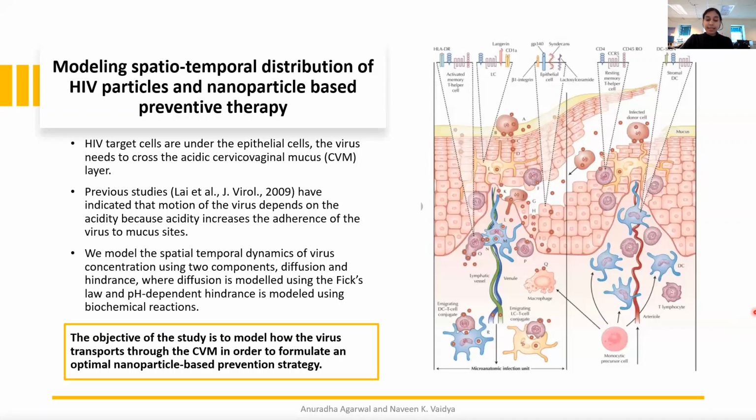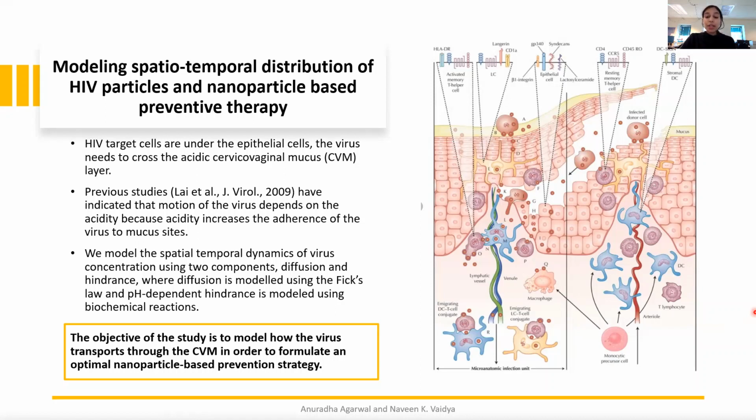beneath the epithelial cells. Previous studies have indicated that the motion of the virus depends on the acidity, because acidity increases the adherence of the virus to mucus sites. Moreover, the acidity of CVM might change in the presence of neutral semen. Since the motion of the virus in the acidic CVM is hindered, accurate modeling is necessary that can incorporate hindrance due to adherence in acidic media.